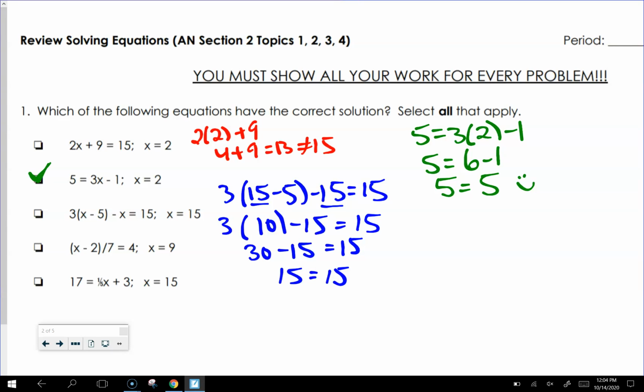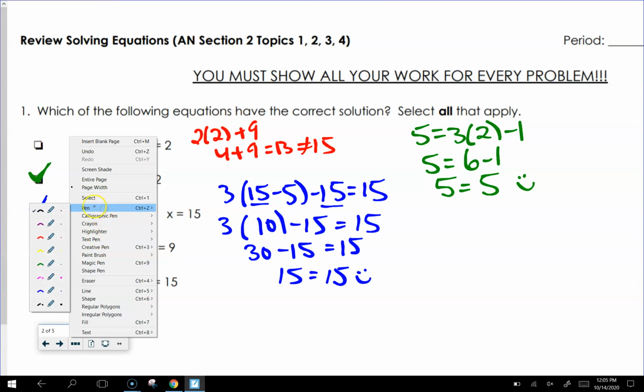So in all of these, I've replaced x with the number, so I don't have to move stuff to the other side. Does 15 equal 15? Yup. Am I going to check the box? Yes, I am.